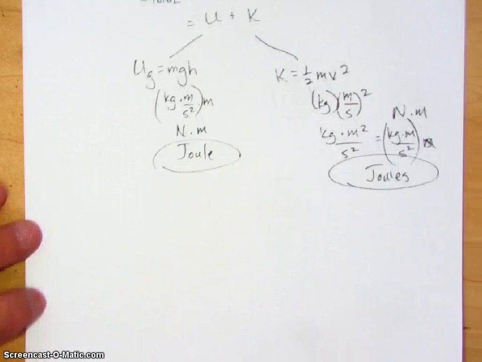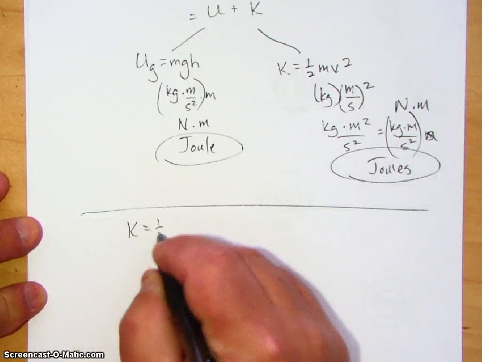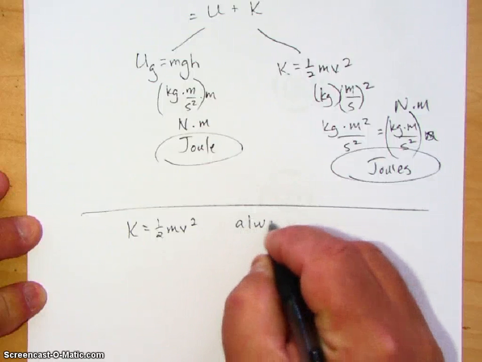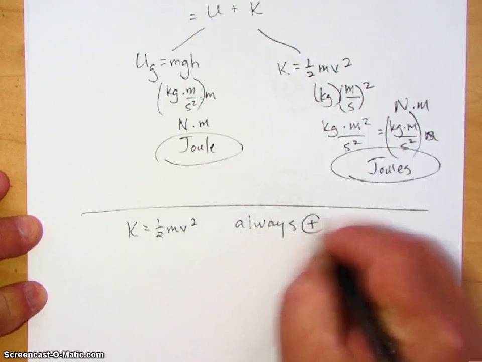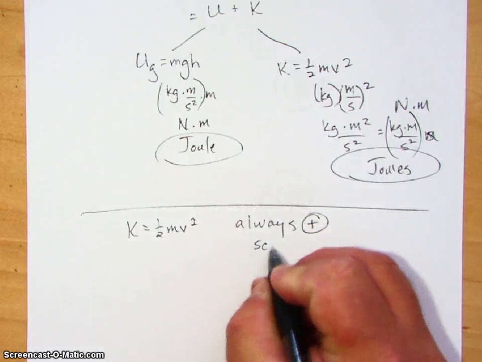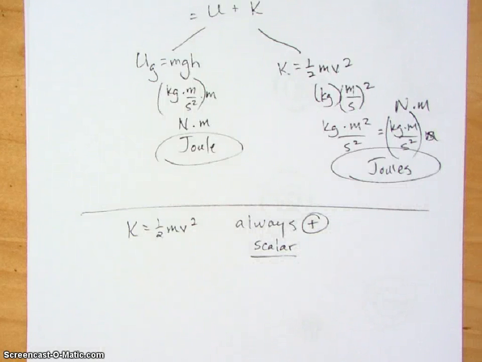Now, a few words about it. First of all, kinetic energy is equal to 1/2 mv squared. Therefore, it's always positive. It can never be negative. Even if you have a negative velocity or a negative speed, once you square it, it'll become a positive number. So therefore, it's always positive. Since it's always positive, direction doesn't make a difference. It's a scalar quantity. With energy, you simply add them up.